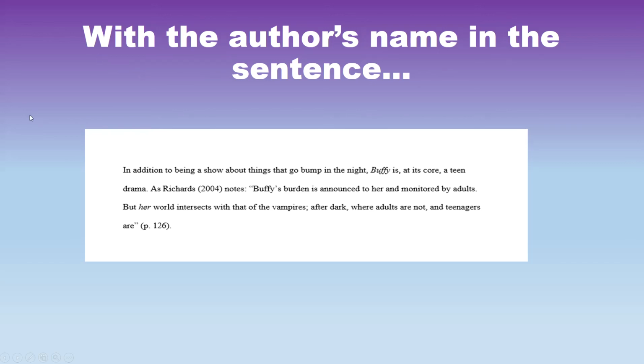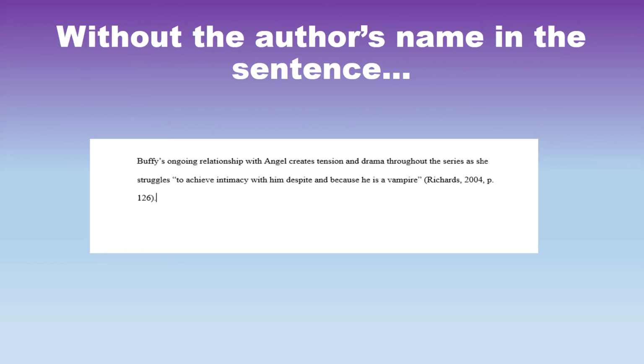But maybe you don't always want to use the author's name in the sentence, right? It can get a little tedious to say so-and-so said, so-and-so wrote, so-and-so notes. That's okay. APA has a solution for that as well. So if we don't want to use the author's name in the sentence, what we would do is credit them at the end. For example, Buffy's ongoing relationship with Angel creates tension and drama throughout the series as she struggles to achieve intimacy with him despite and because he is a vampire.